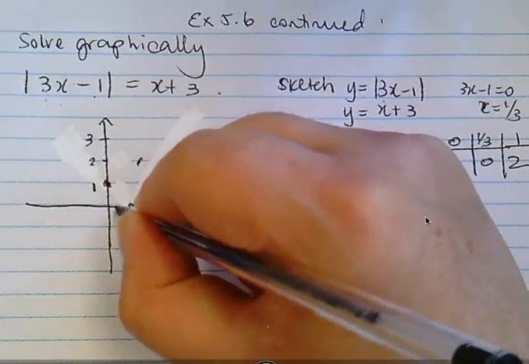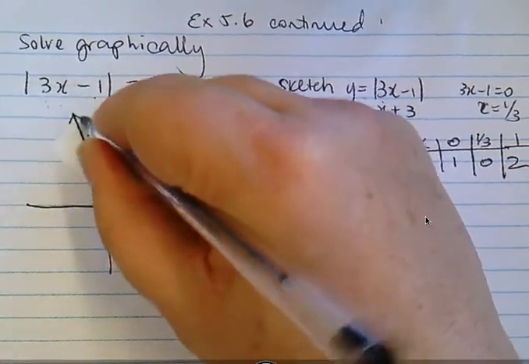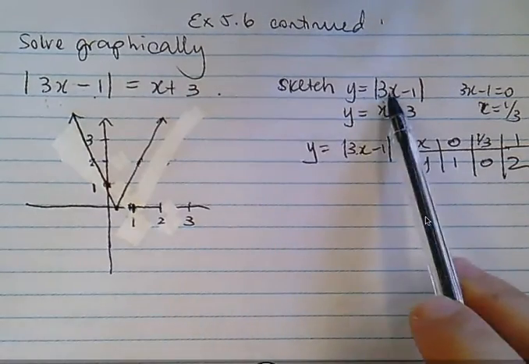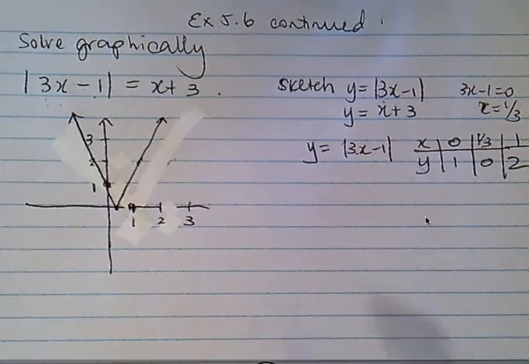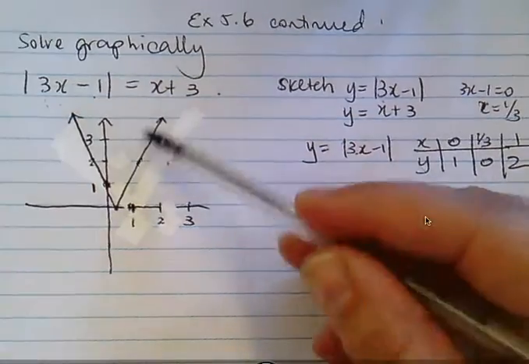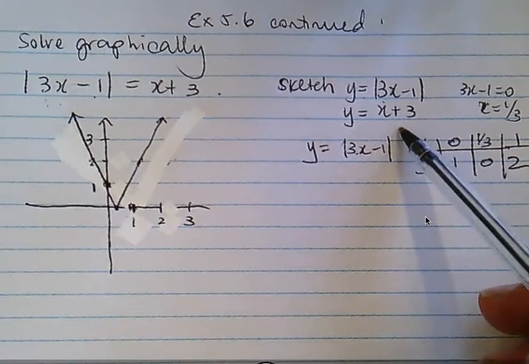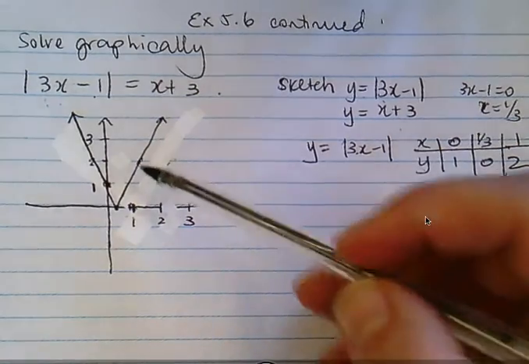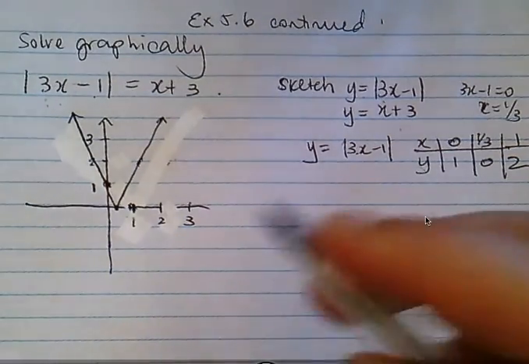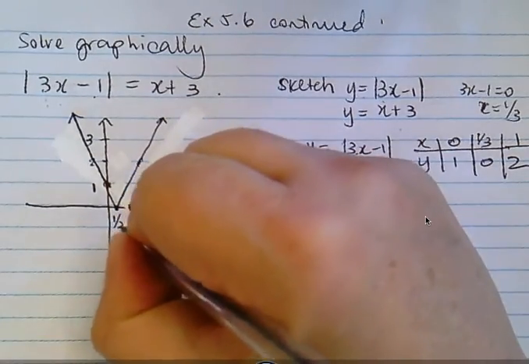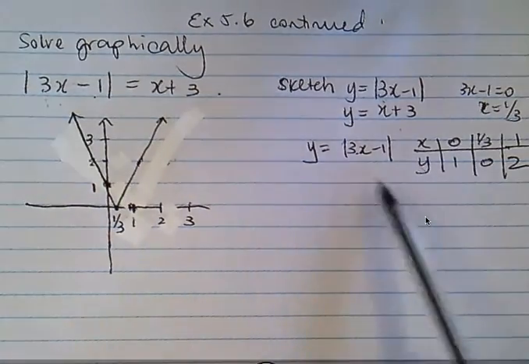Now, the reason I've done this is quite a steep curve. So before you sketch, you'll notice that when you look at y equals 3x minus 1, the gradient of the line is 3. So you have to draw these a lot steeper than the graph y equals x plus 3, which only has a gradient of 1. So that is why I've just redrawn that. It was clearly drawn before, but not steep enough. Okay? So this is the sketch of y equals the absolute value of 3x minus 1.